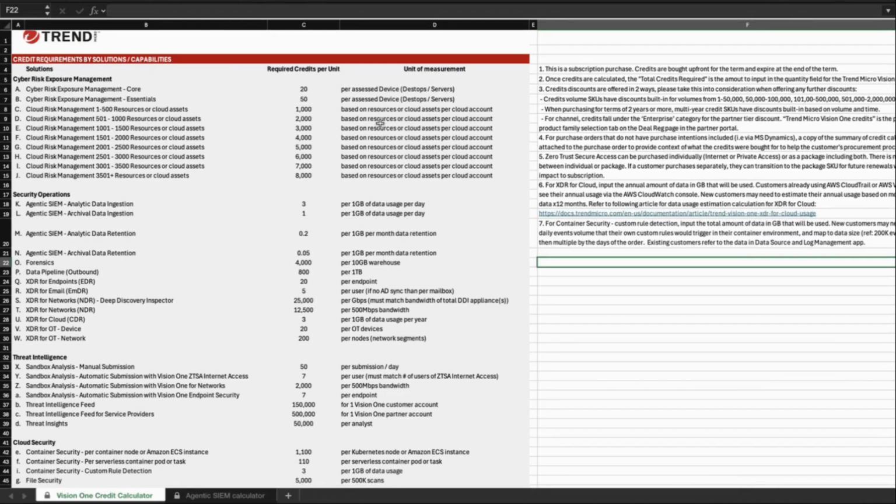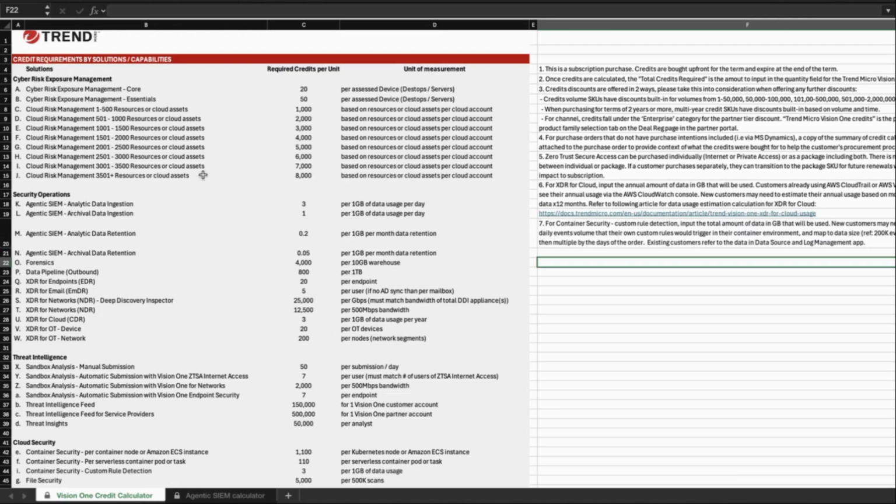On the left-hand side, we have a breakdown of the credit cost per product. And there's some volume pricing here. There's different categories for XDR. Every variable of the Vision One console is designated by a certain credit amount per unit, just like standard licensing: number of endpoints, number of email accounts, number of gigs of network traffic, number of hardware appliances, things like that.